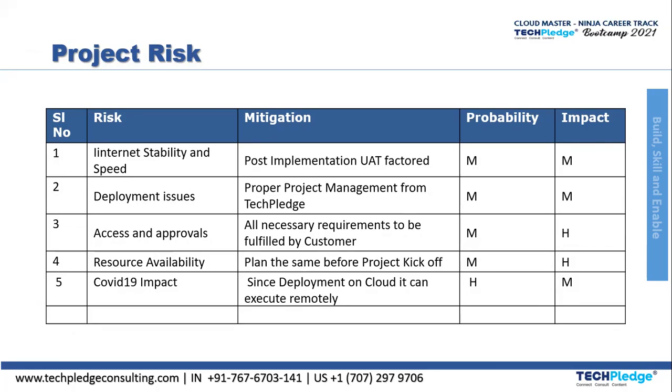So COVID-19 impact: as COVID is still going on, since the deployment is on cloud, it can execute remotely as everything is online. So yes, we are going with cloud, and we are using AWS. So the proposed solution was that only, that it should execute remotely. So probability is high if this risk is there, and impact is medium. So as we have cloud for a mitigation, and as project risk comes, we find out the ways of mitigation, we see its probability, we see its impact. This is how project risk is explained overall.